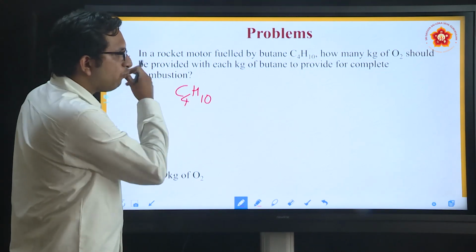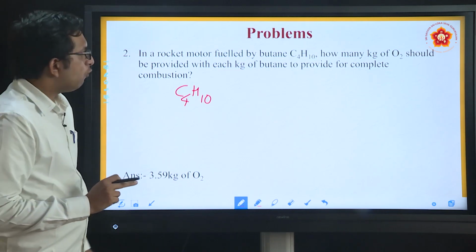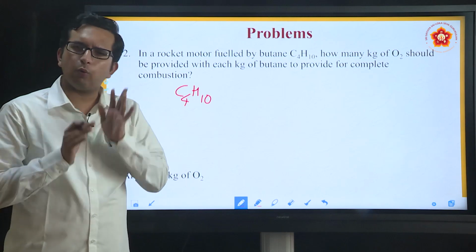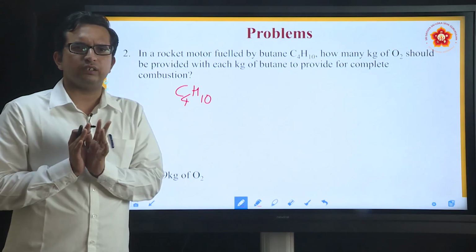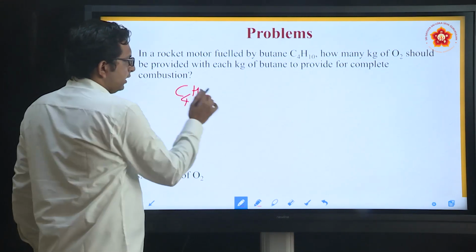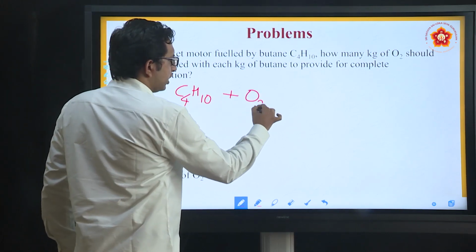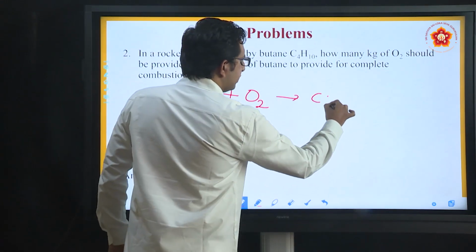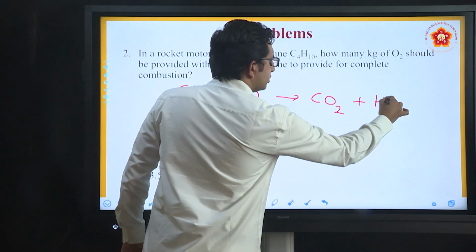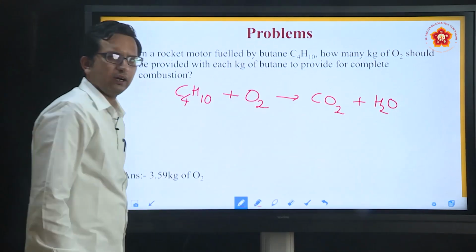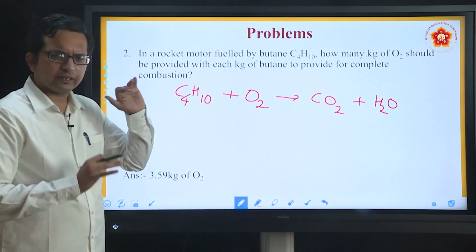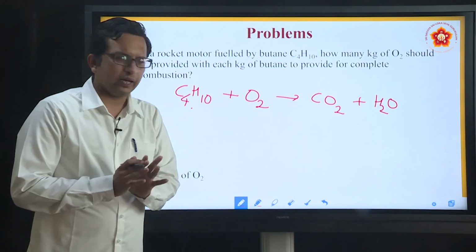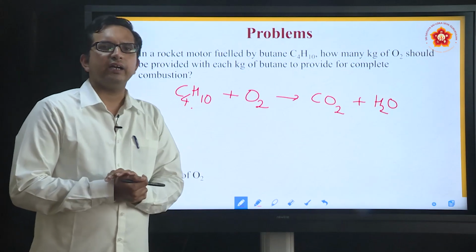How many kg of O2 should be provided for each kg of butane to provide complete combustion? Now what do you mean by combustion is the first thing that you have to understand. So what is combustion? Any organic compound, basically hydrocarbons, if it is treated with oxygen gas, you will be getting carbon dioxide and water. This is something that you have studied in your lower classes, that a combustion reaction is something where a hydrocarbon is treated with oxygen gas to obtain carbon dioxide and water.